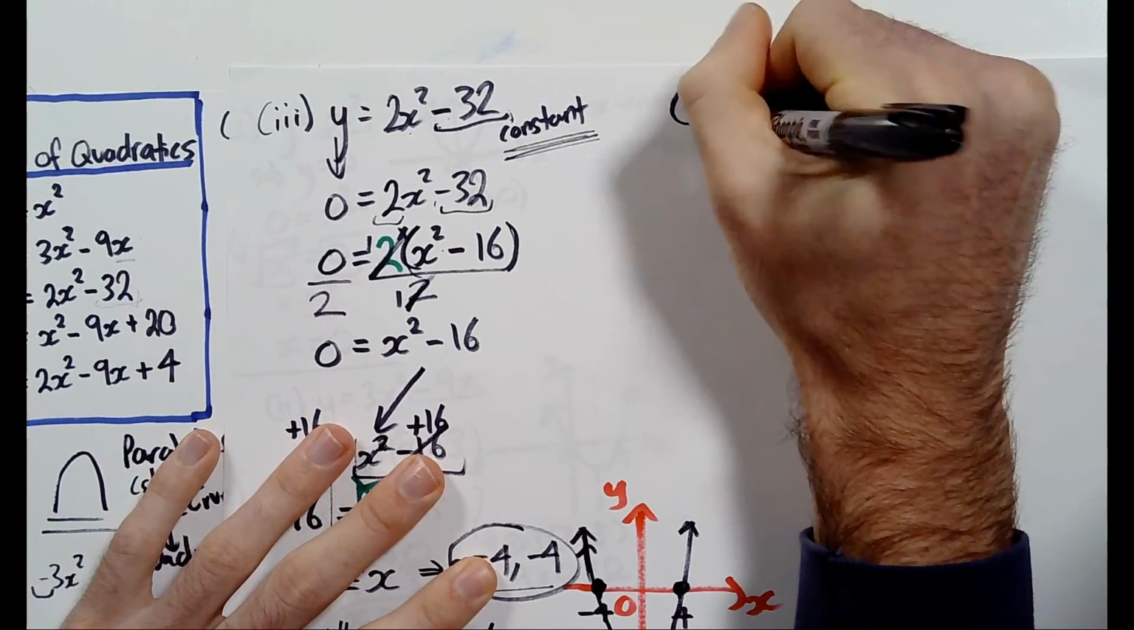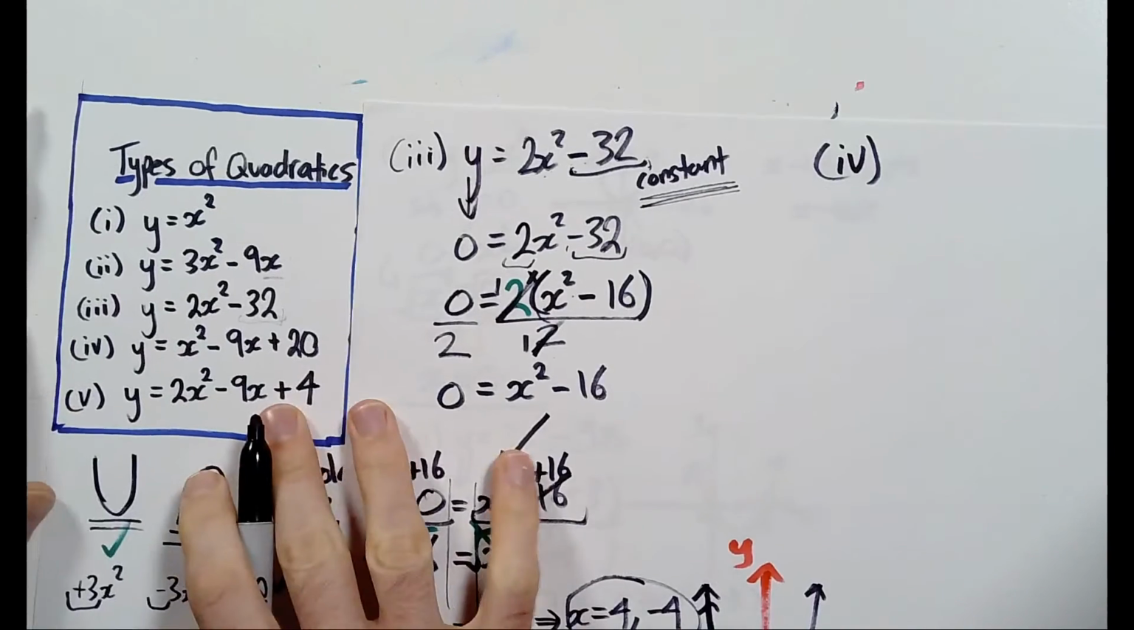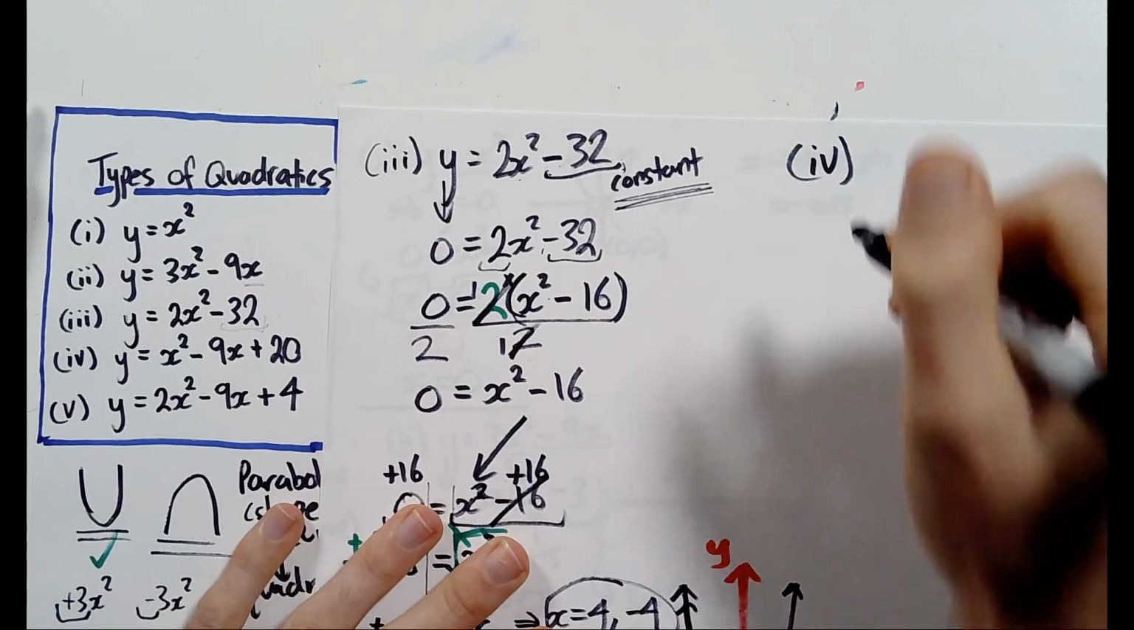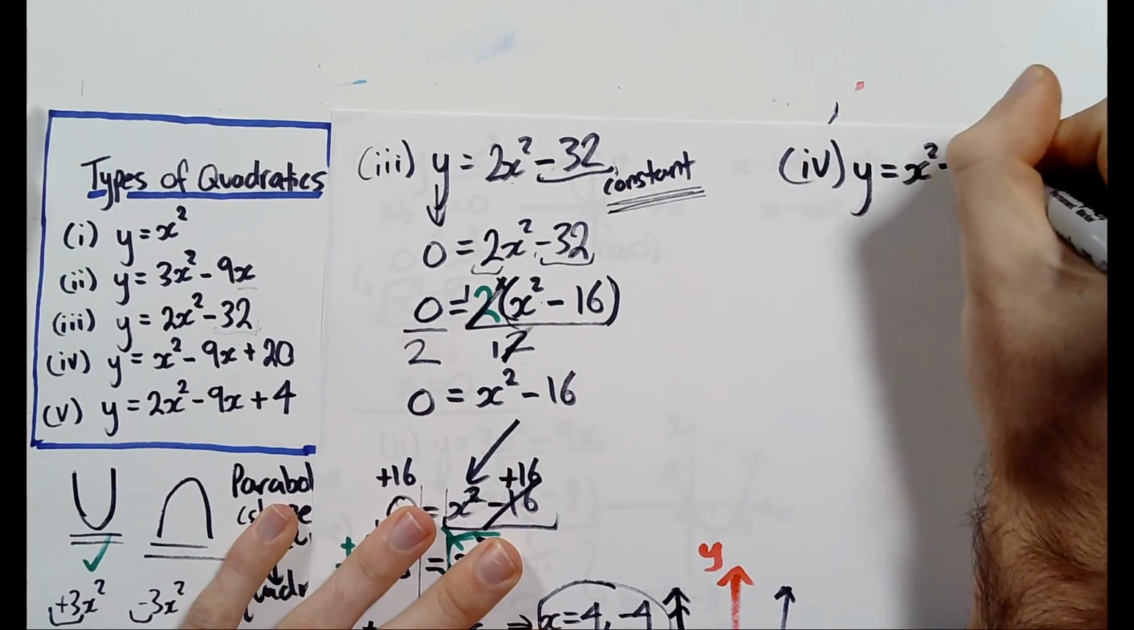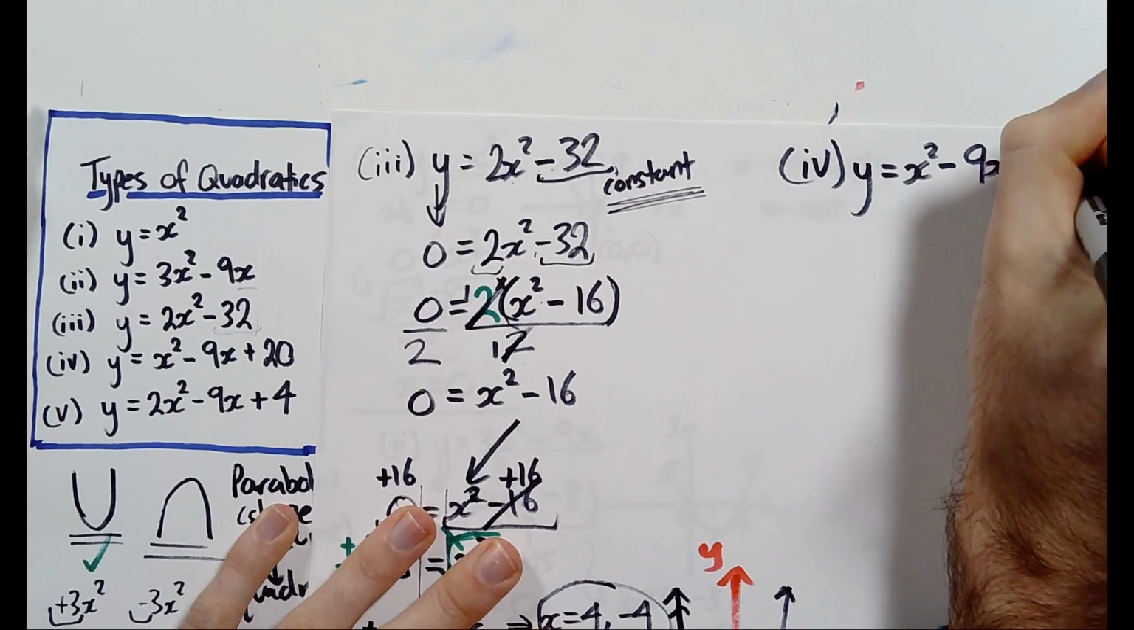Okay, shall we move to the next one? So the next one was y equals, I'm just going to write it in here, y equals x squared minus 9x plus 20.